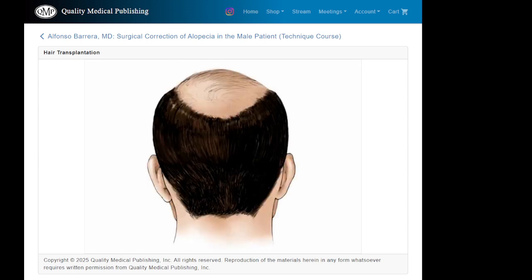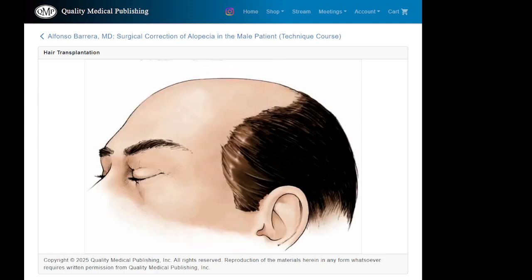The long-term viability and continued growth of transplanted hair is dependent on the genetic programming of the hair follicles from the occipital donor area. This concept is the basis for success in hair transplantation. In other words, transplanted hair will continue to grow in the transplanted site in the same growth pattern that it had in the donor area.